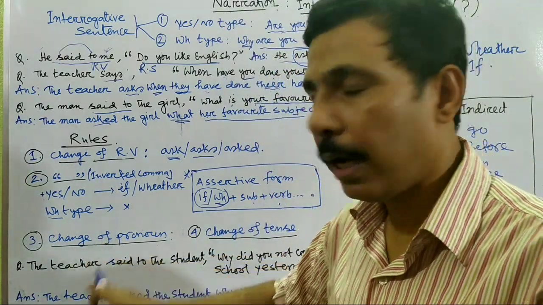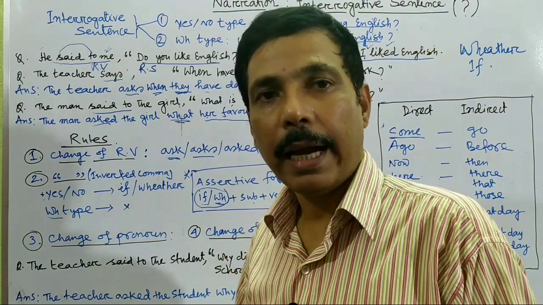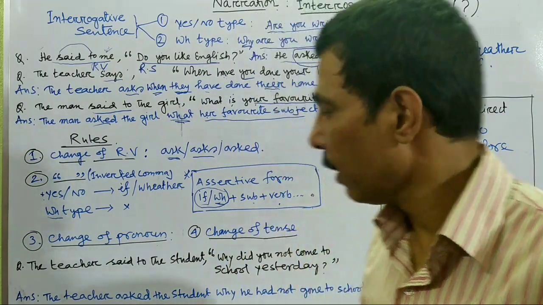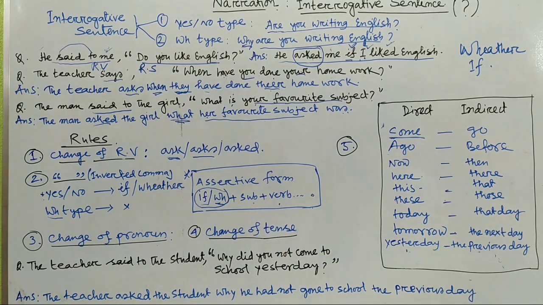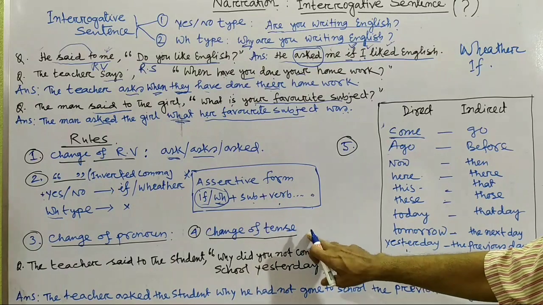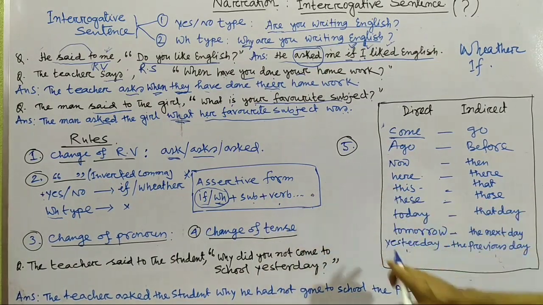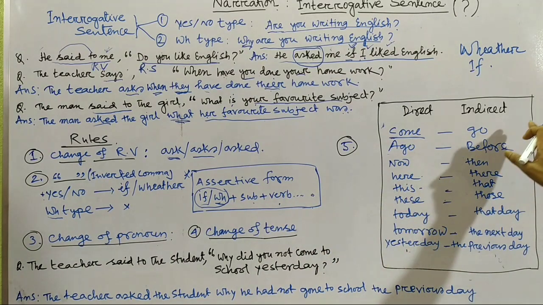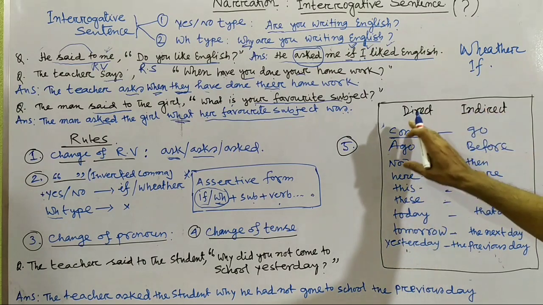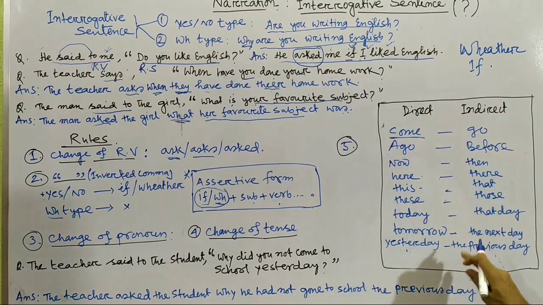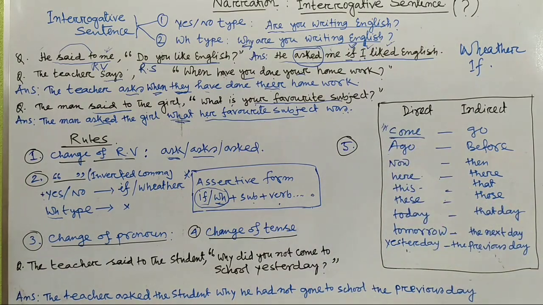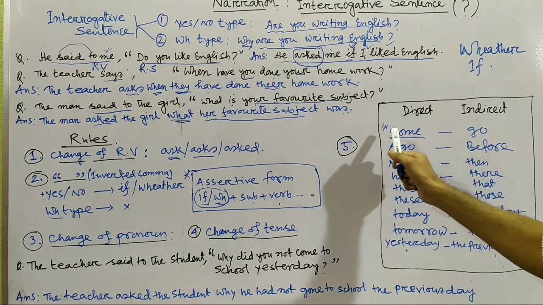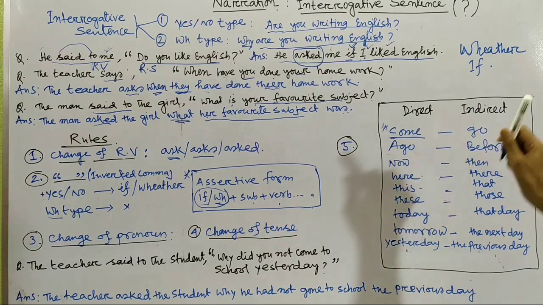Next, change of pronoun, I have explained it, and you will find it in the assertive sentence. Then the change of tense, you will also find it in the change of assertive sentence. And rule number 5, there are some words, these words change from direct to indirect. If you find these words in the direct, they change into indirect. If you look here, come, only this verb changes into go. In some cases, come changes into go.